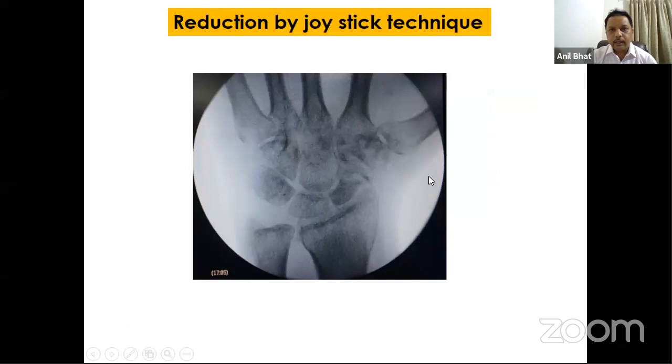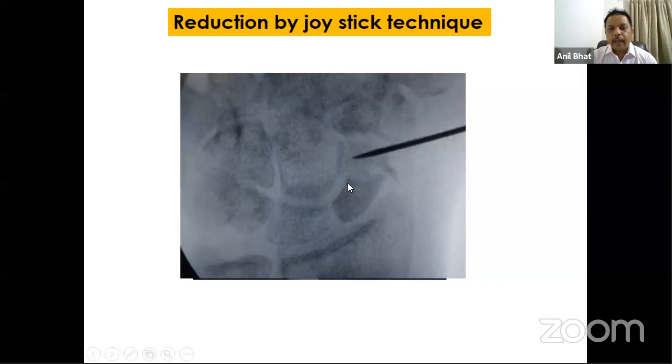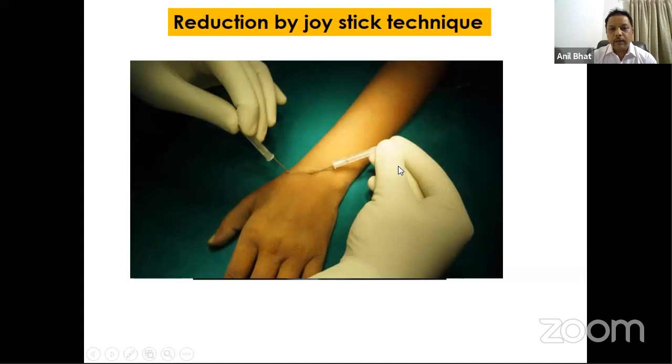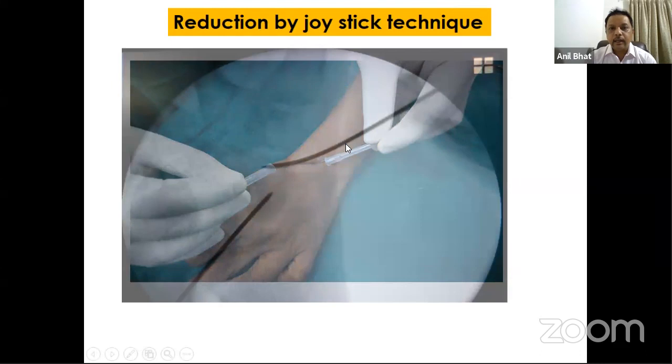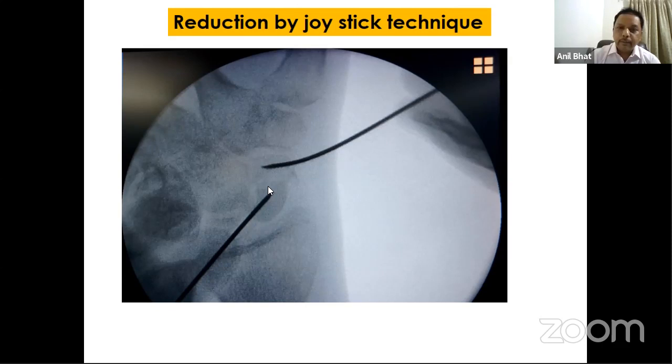Now imagine this is a slightly displaced fracture. You can reduce it by using joysticks like this. You don't have to open this, okay? So this is the way we do it. You take the distal pole more ulnarly, and the proximal pole more towards the radial side, and that will reduce it and align it nicely. And the rest of the procedure is the same, where you put in the percutaneous screw.